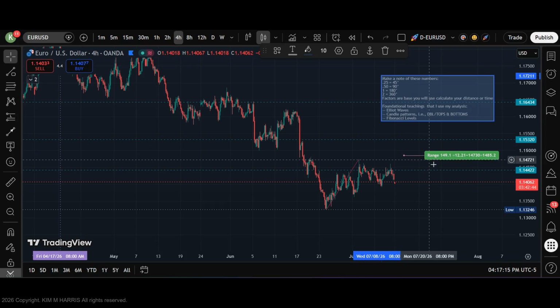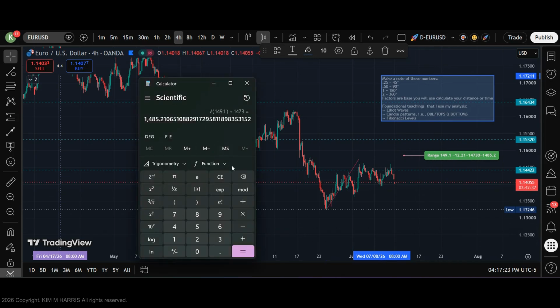And here you will see the calculation. So we will see 149.1. All right, pull your calculator out. Make sure you're using a scientific calculator. 149.1. We're going to square that number. We come up with 12.21. Okay, we're going to add that number to our high. All right, 14,730, or you could just drop the 0 and just do 1473. I kind of like that. And then we get 1485.2 or 0.21. That's our target. So we're going to mark it on our chart as our target based on the range here.